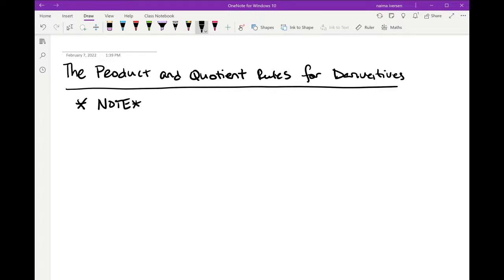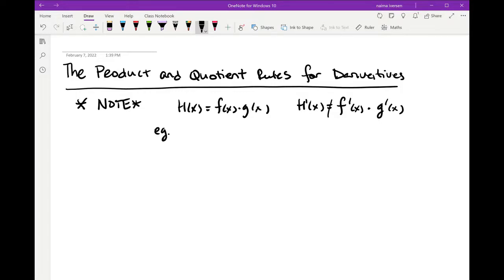So the first note that I'm saying is that if you have h of x is equal to f of x times g of x, you can't just take the derivative of this thing by taking the derivative of the first function and multiplying it to the derivative of the second function. Unfortunately, derivatives don't work exactly how we want them to be.